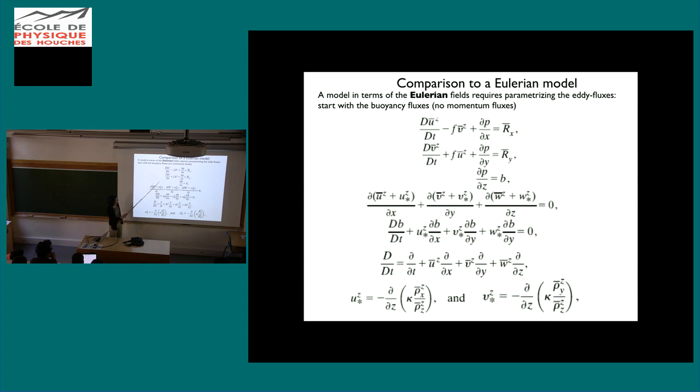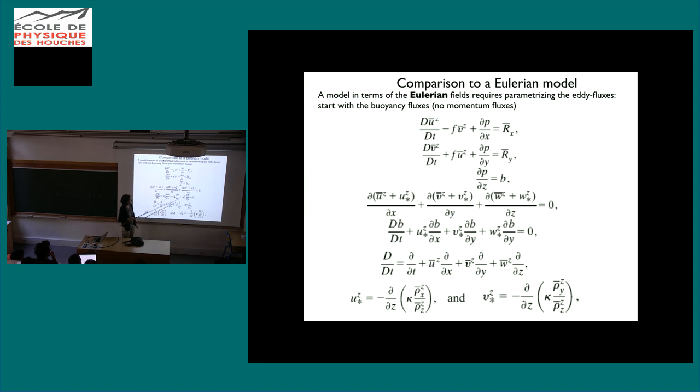When you write the equations in the Eulerian framework and you take an average, in the momentum equation what appear are the Reynolds stresses, and in the buoyancy equation what appear are the eddy buoyancy fluxes. And so this parameterization only parameterizes the buoyancy fluxes and not the momentum fluxes. I will talk about this later in more detail, but that is the fundamental difference between the two treatments.